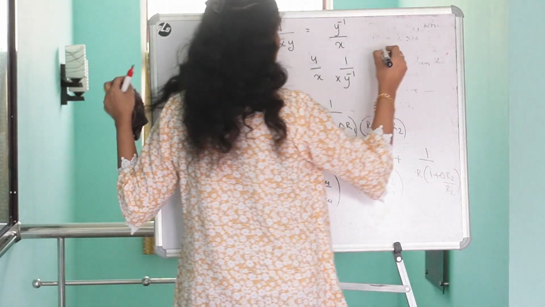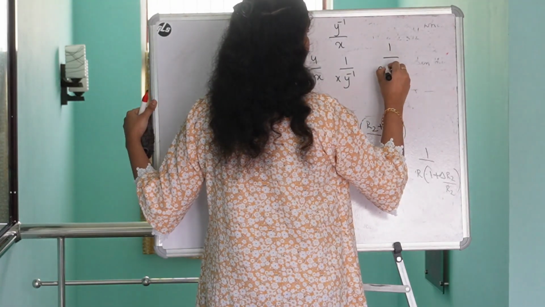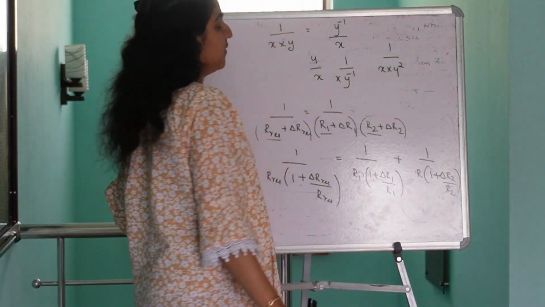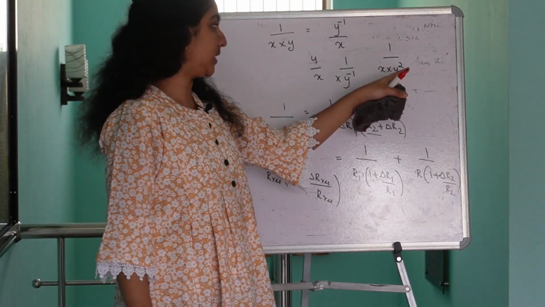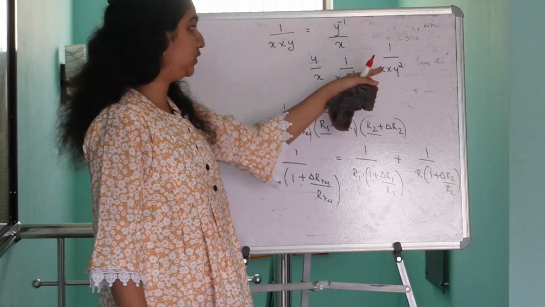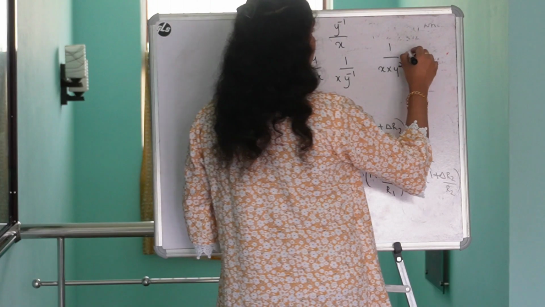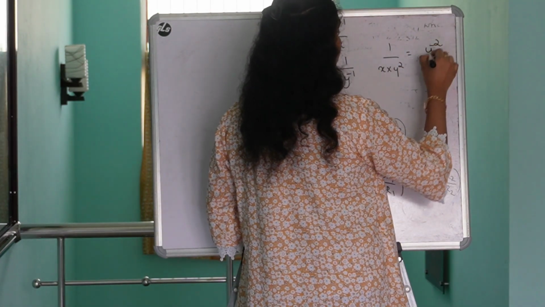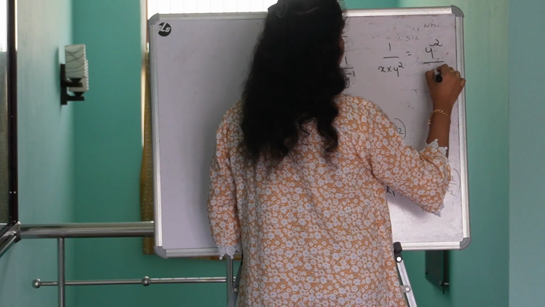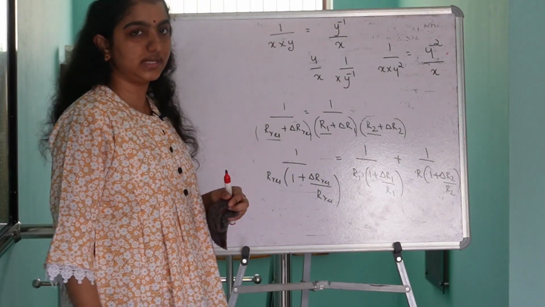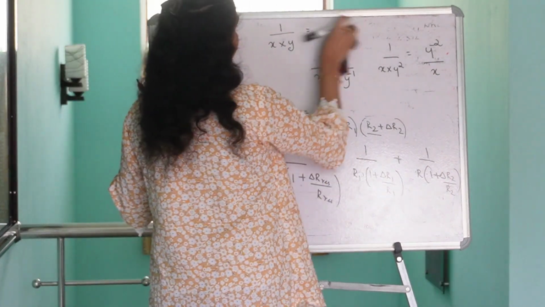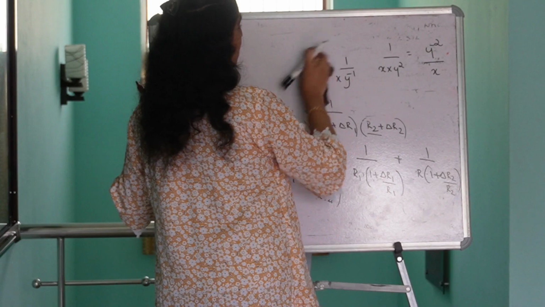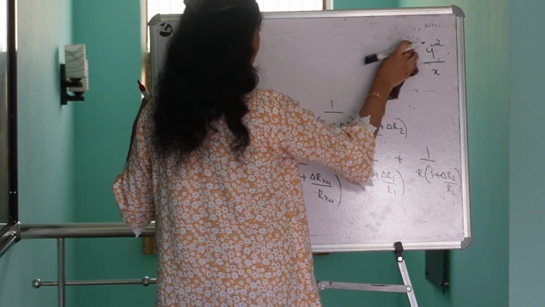Yes. Suppose we have 1 divided by x into y square. I have to bring this y square in the denominator to the numerator. So we can say I will get y to the power minus 2 divided by x. Is it clear? Yes. So here also we have 3 terms in the form 1 divided by x into y.